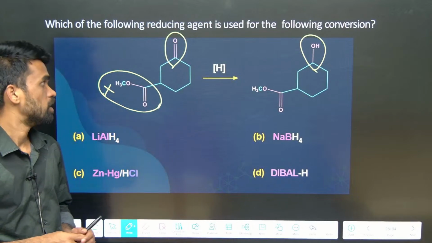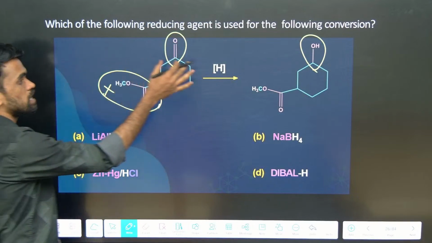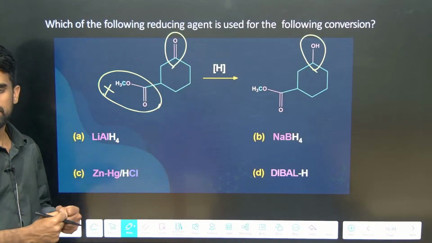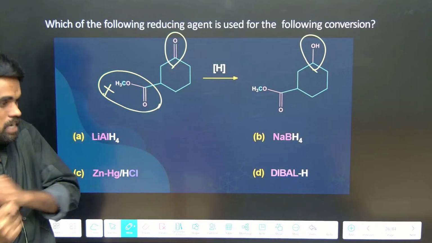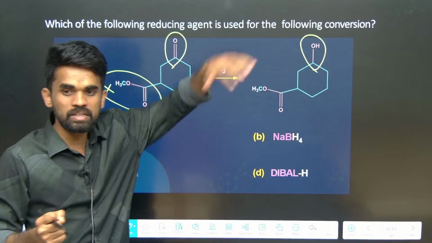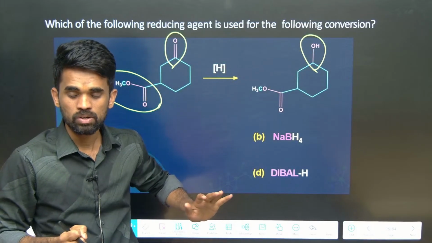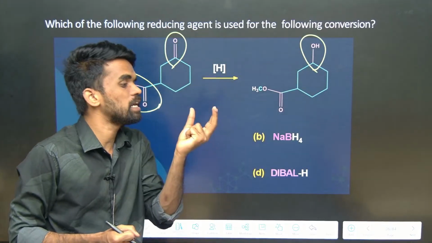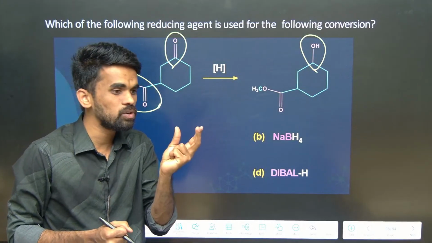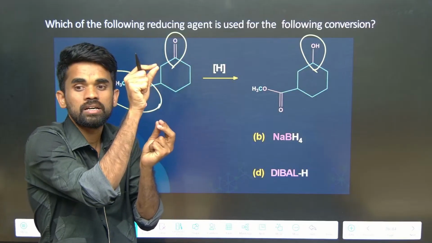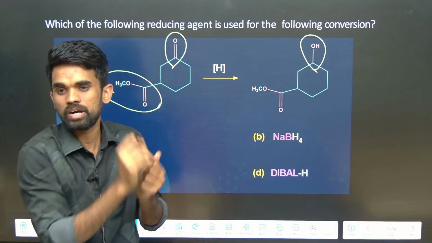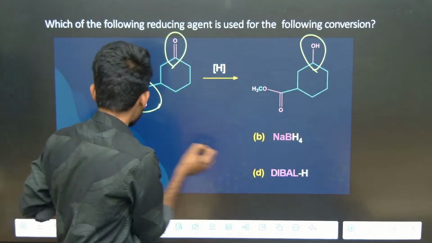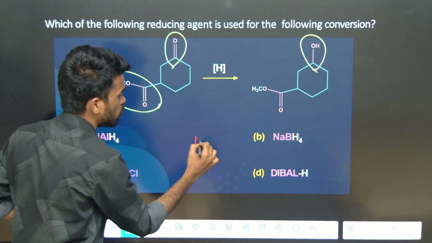How can you answer? See, if the given reducing agent has more reactivity, it will react everywhere. I mean, wherever there is a reactive site, it will go and react. But if the given reducing agent has very little reactivity, what will it do? It will selectively reduce the compounds which are more electron deficient. Because all of these compounds will be giving you hydrides.